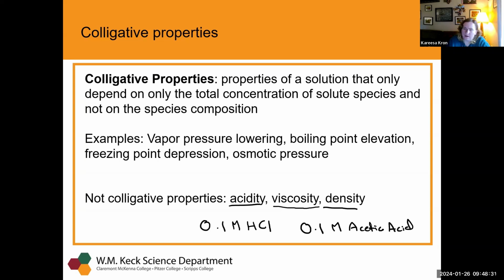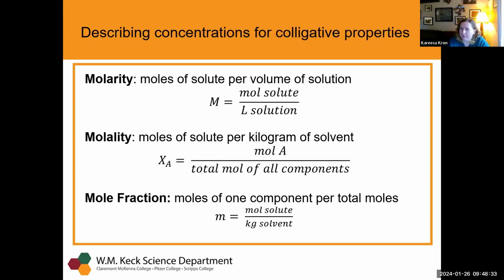To start, we want to think about how we describe concentration in the context of colligative properties. So far, we typically use molarity to talk about concentration, and molarity is equal to the moles of solute per the volume of solution. But we spent time last semester, and we're going to talk about it more in this course, discussing how the volume of a particular solution can change as a function of temperature.